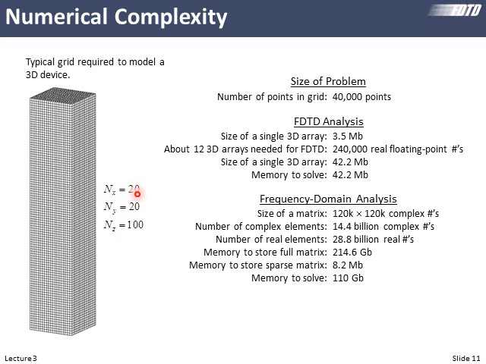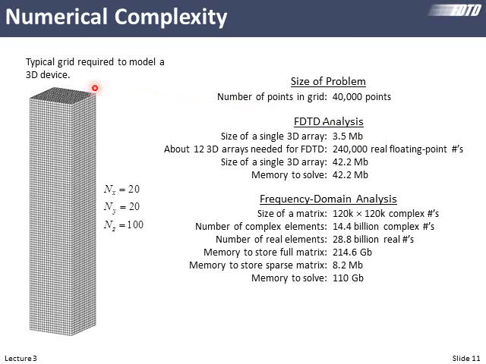But let's just say we have 20 by 20 by 100. We probably could model something realistic on this grid. So the total number of points in this grid is 40,000. 20 times 20 times 100, that's 40,000. So if we were going to do a finite difference time domain analysis, the size of a three-dimensional array is about 3.5 megabytes.